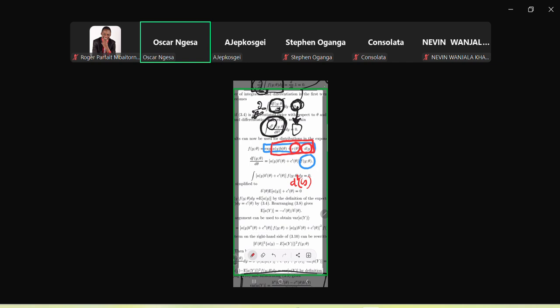Now we are left with this one here: a(y) multiplied by b(theta). Remember, a(y) is a function of y, which does not contain theta. So we'll just be differentiating the b(theta) bit, and we end up with a(y) b prime theta. Is that okay?